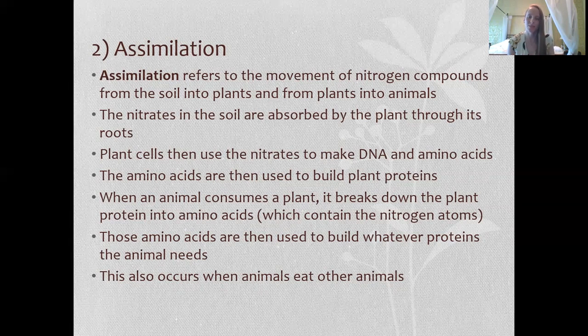Plant cells can use the nitrates to build DNA and amino acids. Amino acids are used to build proteins, and then when an animal consumes that plant and breaks down that plant, the protein in the plant is converted back into amino acids, which can then be used to build animal proteins instead. This also happens if an animal eats another animal. So pretty much any time a molecule is moving into a living thing, it is assimilation.